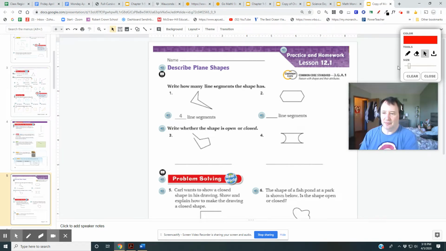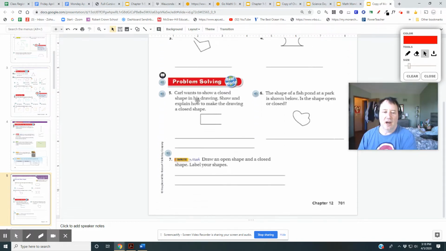Describe the plane shapes. 4 segments. 1, 2, 3, 4, 5, 6. 6 segments. Open or closed? That one is open. This one is closed. Carl wants to show a closed shape in his drawing. Show and explain how to make the drawing a closed shape. I add a line segment. I connect one line segment to another line segment by using a line segment.